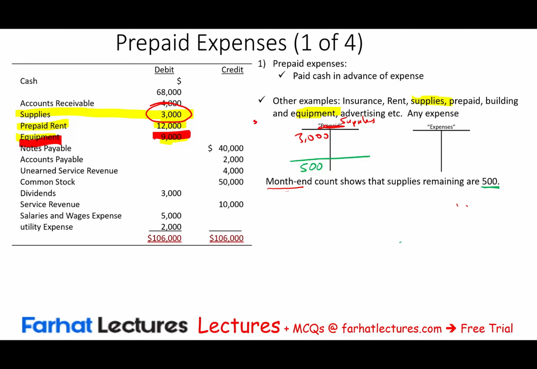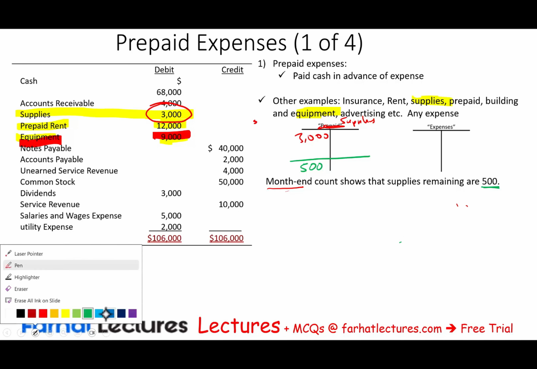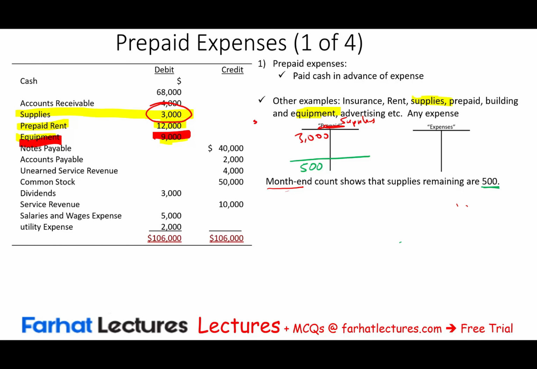What does that mean? It means we have to book an adjusting entry. So I'm going to put the adjusting entry in blue. So the adjusting entry will be to reduce supplies enough to have 500 left. If I have 3,000, I need to go from 3,000 to 500. I need to reduce my supplies by 2,500.